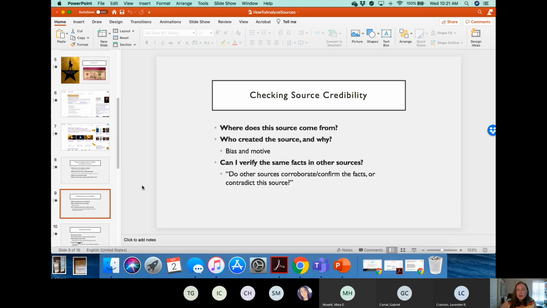All right, so checking source credibility. This is where we figure out how reliable a source is, right? How credible is a source? How believable is it? And these are some questions that I encourage you to ask when you're looking at historical sources.